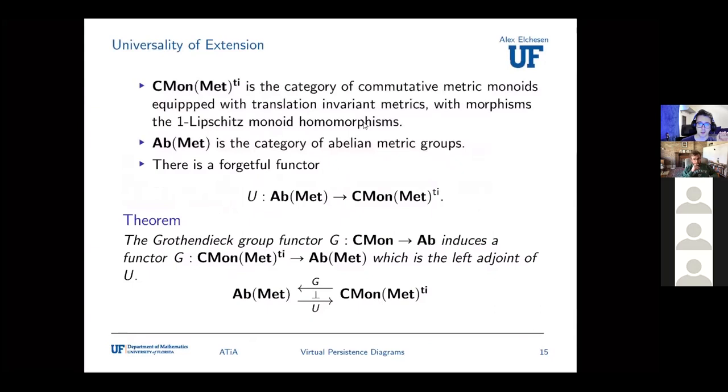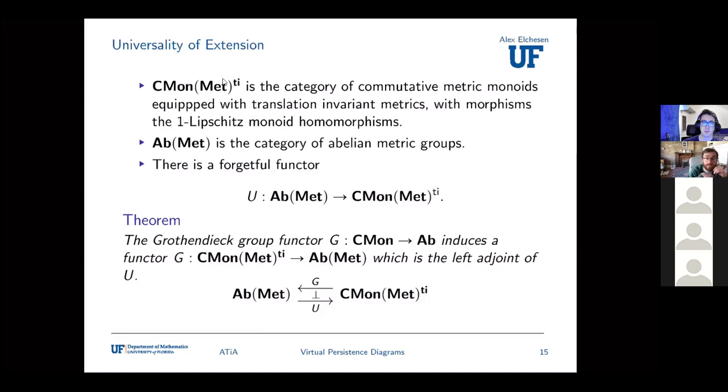Okay, I guess one more thing first. To state this as a universal construction, we'll look at the category of commutative monoids internal to metric spaces. So these are just the commutative metric monoids we talked about, equipped with translation invariant metrics. And ABMET is the category of abelian metric groups. Actually this notation comes from the fact that these objects are exactly the group objects internal to the category of metric spaces, if you're familiar with that idea.